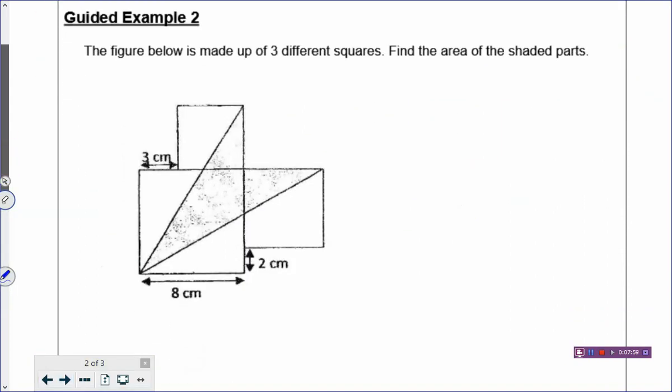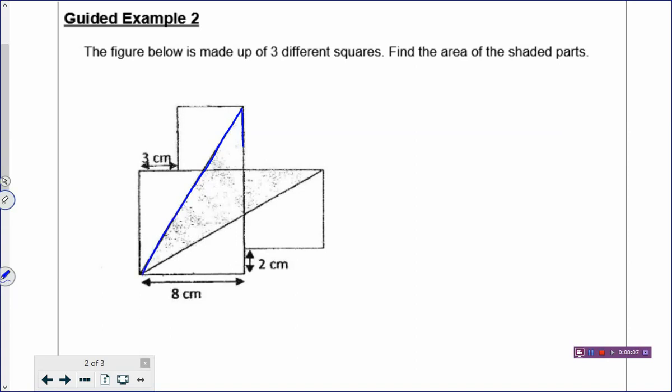Okay, now let's go to example 2, and it gets a little harder now. Now the figure below is made of 3 different squares, so find the area of the shaded parts. Now, where is the shaded part? Now the shaded part is here, which I like to call the ugly figure. Alright, ugly figure. So how do you find this ugly figure? Now then you tell Mr. Ong, okay, I can cut it into triangles. Now if you do that, that's good. Right, you cut it into regular triangles, and then you find the area of each triangle.